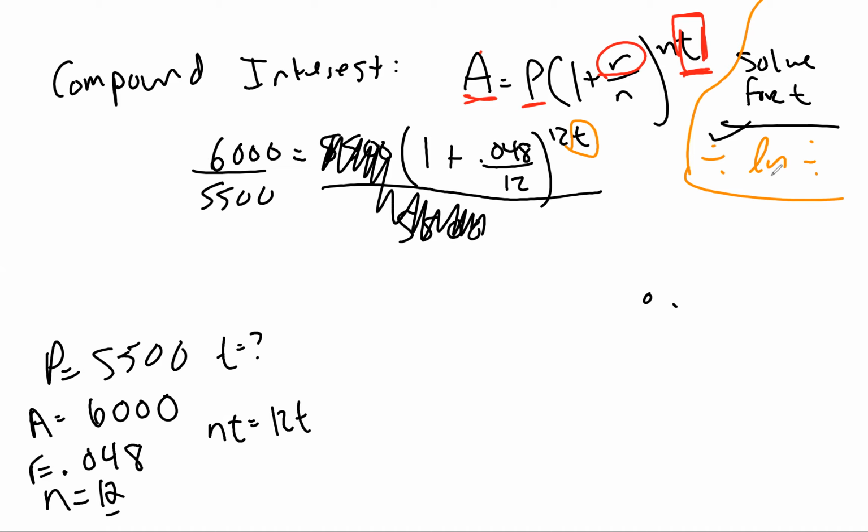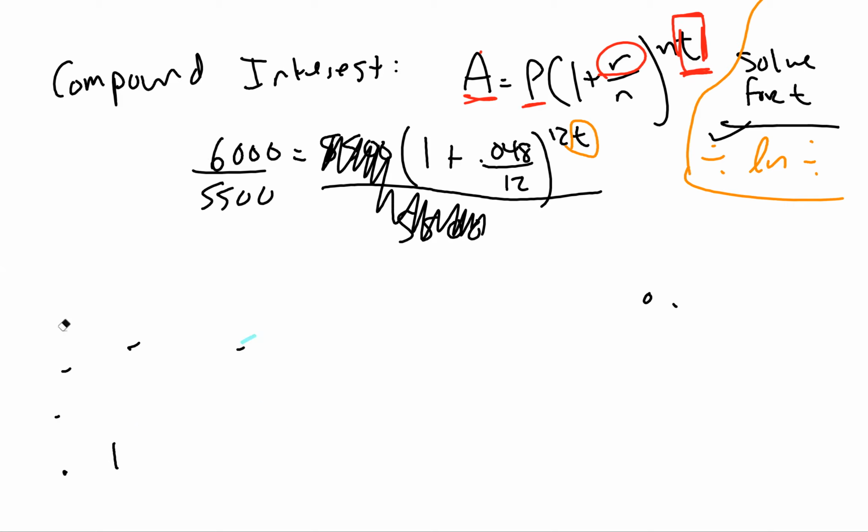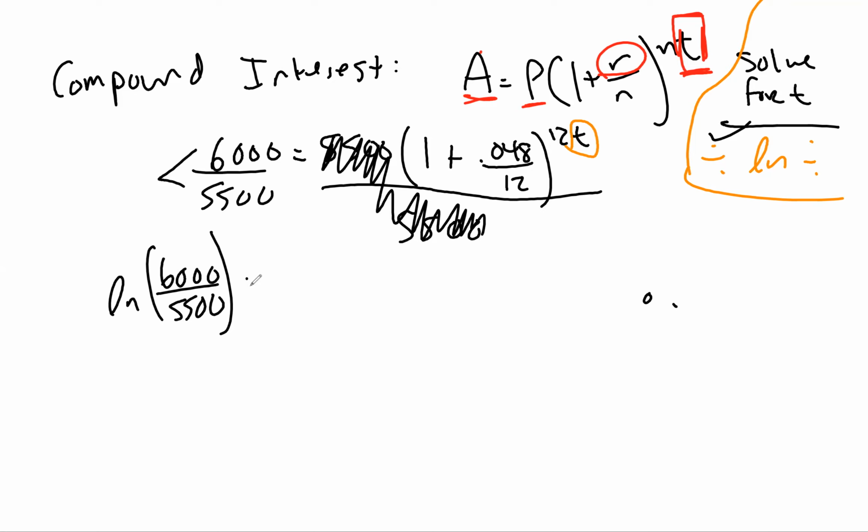The next step says we're supposed to take the ln. Well, what I do to one side, what's the rule? What I do to one side, I absolutely must do to the other. Okay, so if you have your calculator out, just lay it there. We don't need it yet. So we're going to have the ln of 6,000 divided by 5,500. Notice it's as a whole, because this guy right here was being divided before we took the ln. So we have to be very careful. All right, equal sign, ln, all this junk. So 1 plus 0.048 divided by 12 to the 12t.